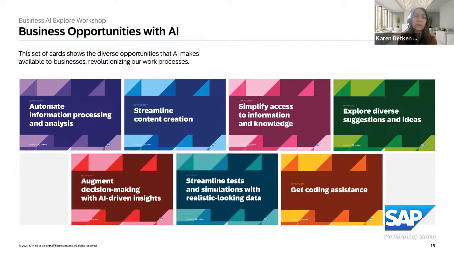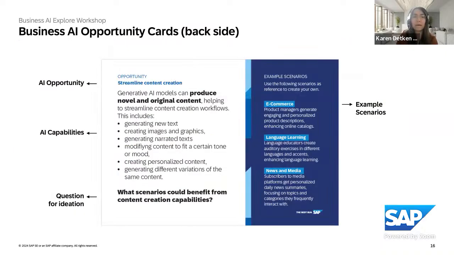Streamline content creation is an opportunity that comes up based on all those capabilities related to generating new content. So we know that generative AI can generate text or images and can also help editing text. So all those capabilities are there, and so on and so forth. Each of these cards contains a set of capabilities that are explained on the backside, together with some example scenarios that show how these different capabilities can be used in a certain context.